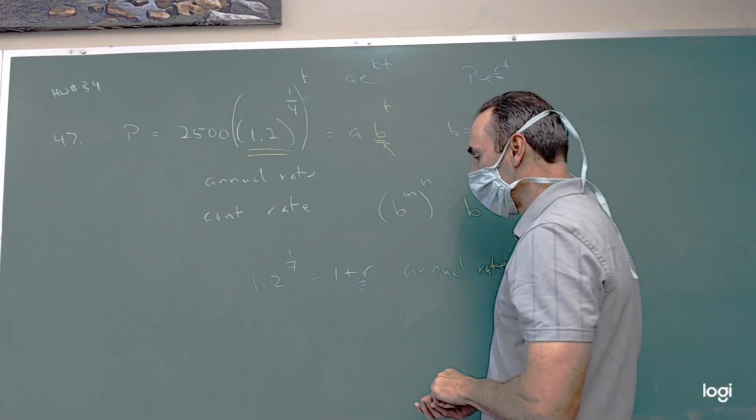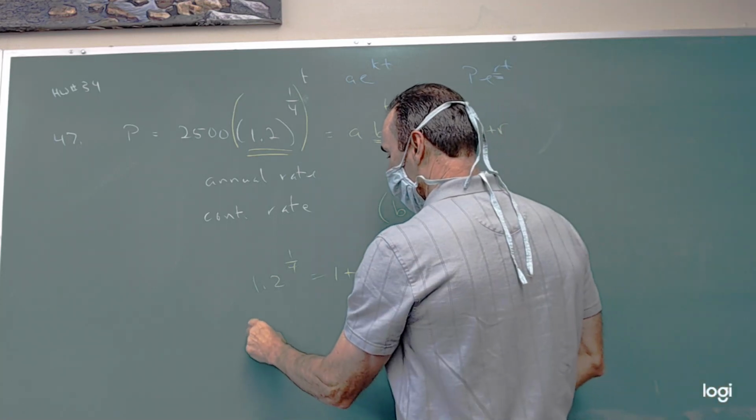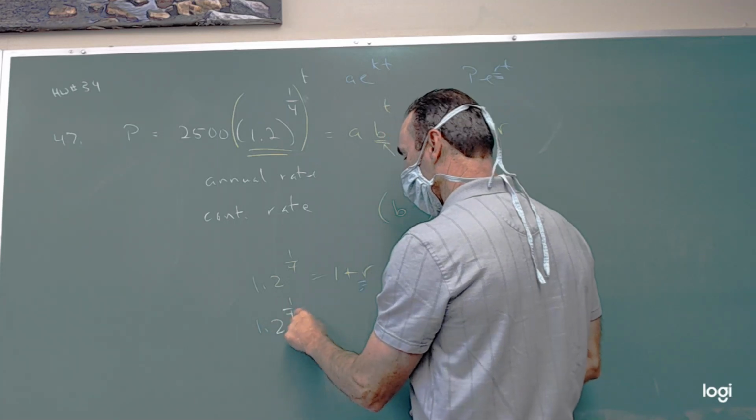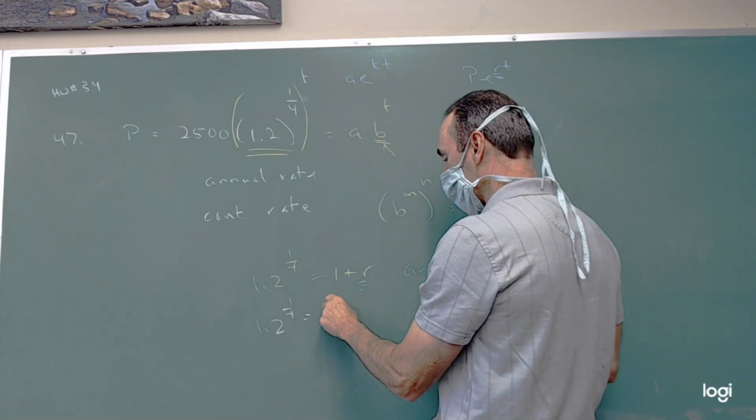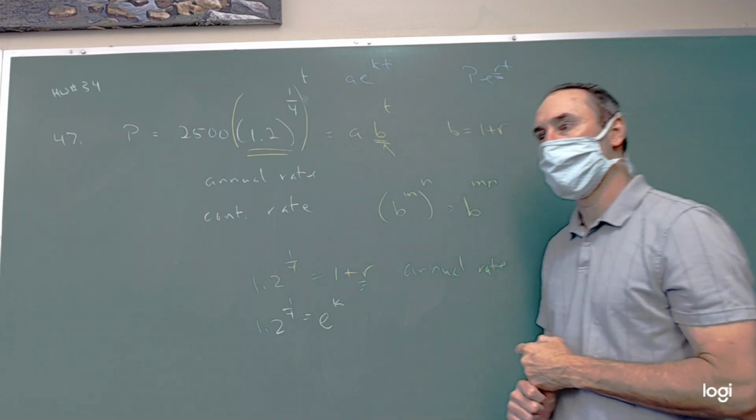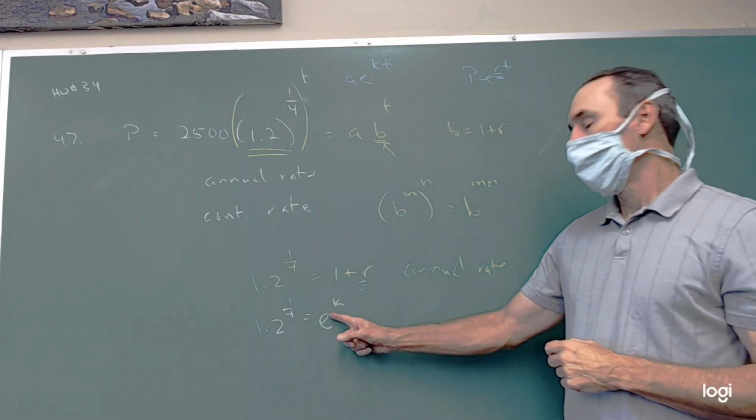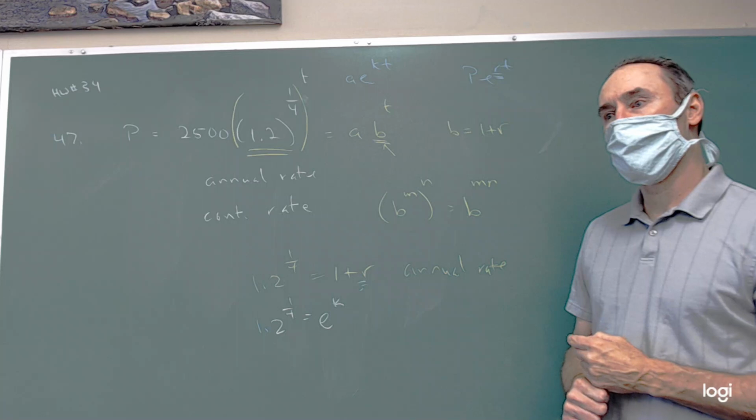So then you can take again this 1.2 to the 1/4 power. This time I'm going to set it equal to e to the k. And this k is our continuous rate. That's going to be our percent.